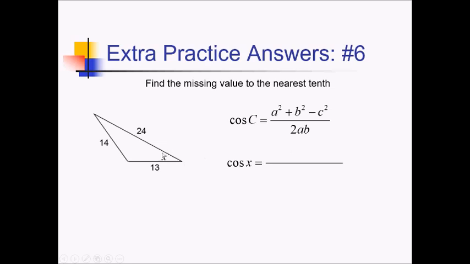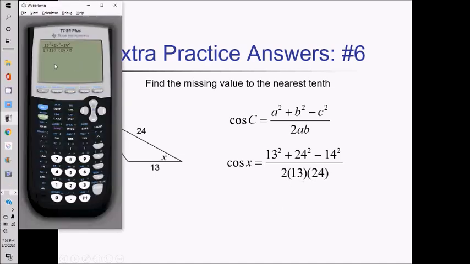That's always across from the angle that I'm looking for, so it's this 14 side, that's my c value. And then the legs of the angle are the a and the b, so 13 and 24. So I can write 13 squared plus 24 squared, a squared plus b squared, minus my c value of 14 squared, all over 2 times 13 times 24. Let's simplify that right side on the calculator.